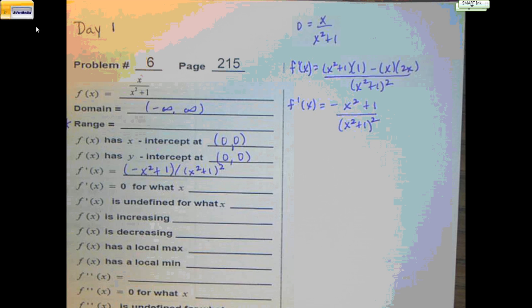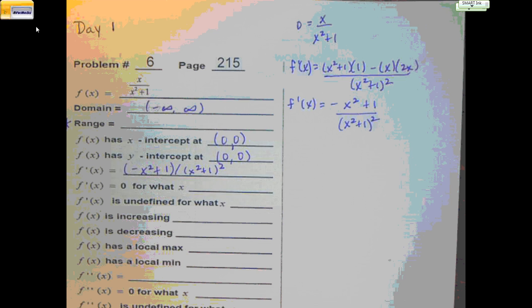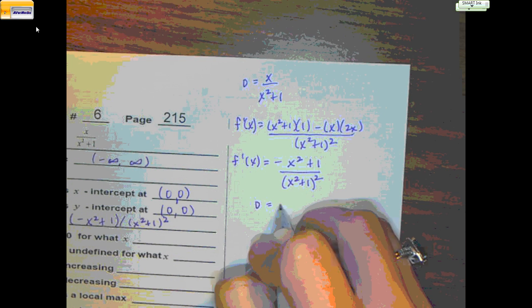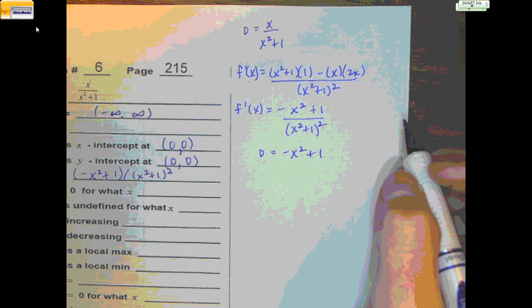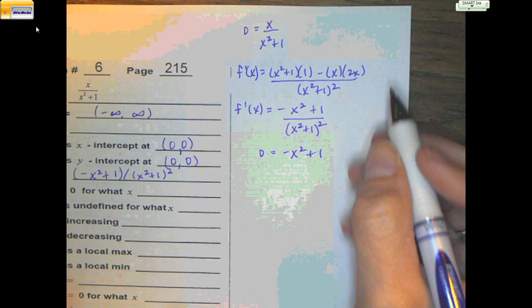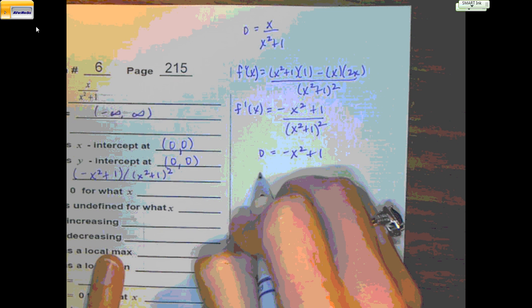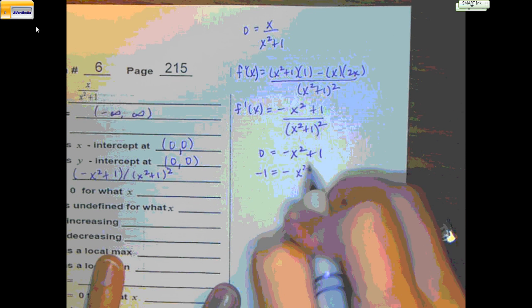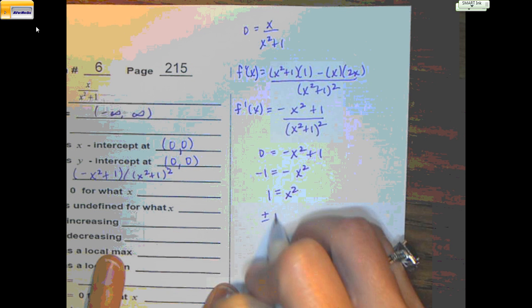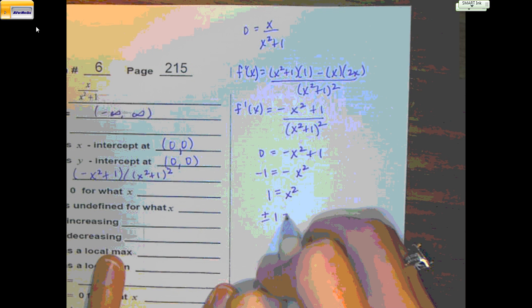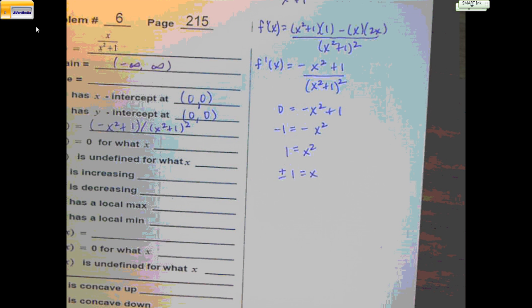Then it says the derivative of f of x is 0 for what values of x? So we're going to set just the top equal to 0. And we only need the top because that's what makes the whole thing 0. So if I subtract 1 from each side, divide both sides by a negative, square root both sides, and when you square root both sides, please remember positive and negative. So it's for positive and negative 1.